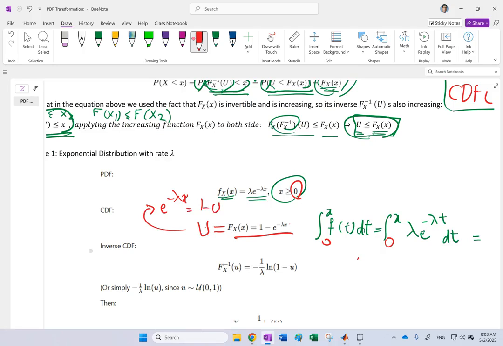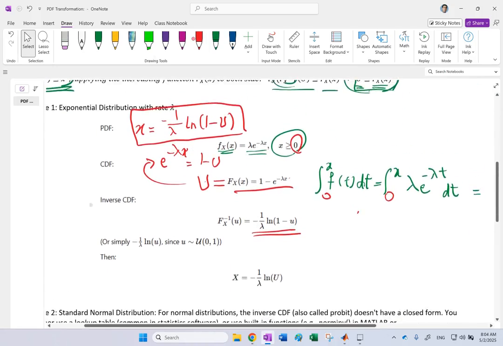Now you take a natural log from both sides, and x is going to be negative 1 over lambda natural log of 1 minus u. Look, this is your inverse function, which is exactly this guy. So this is my inverse CDF. If I apply this, that should give me an exponential.